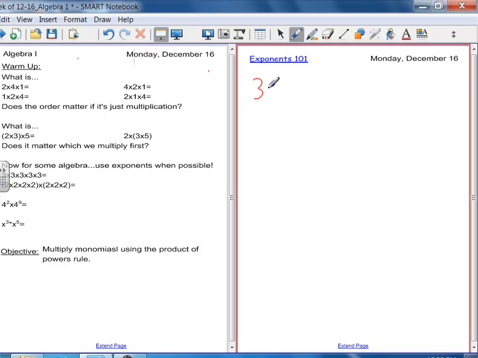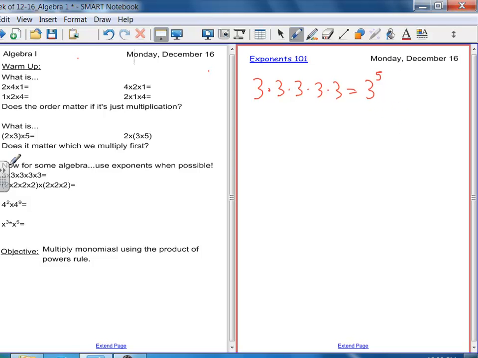3 times 3 times 3 times 3 times 3. Well, this is something we've been learning about for a long time, really since probably 5th or 6th grade. We have 5 of them, so this is 3 to the 5th power. This is called the exponent. This is called the base. The big part on the bottom is the base, like the base of a house would be the bottom part that holds it up. And this whole thing is called a power, 3 to the 5th power.